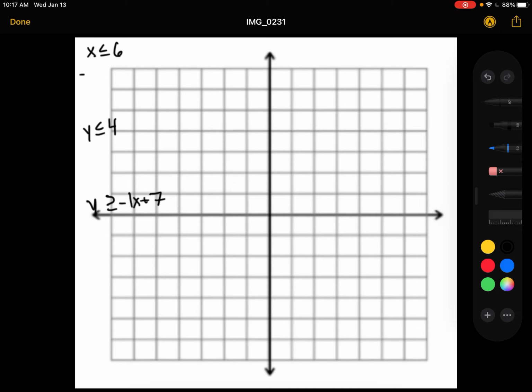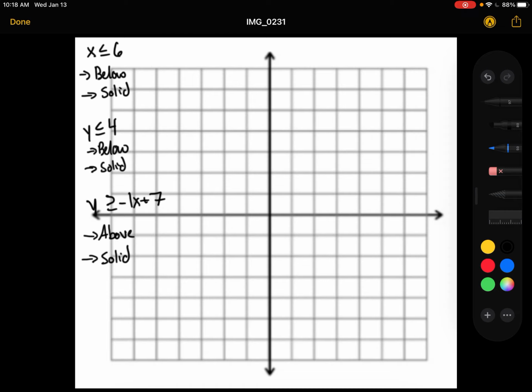So we do this, always do our annotations. So this is shaded below, and it is solid. And then this one, again, is shaded below and solid. And this last one here is actually shaded above, and it's going to, again, be solid because these are all equal to.